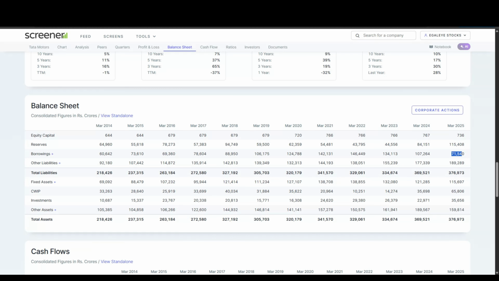Also, reserves and investments. Reserves are how much cash the company has in hand, so the more the reserves, the better. Similarly, the more the investments, the higher the interest or return on them. That is why I like to see these three things. Reserves should be more, borrowings if possible zero, or less and less as much as possible, and investments should be more and more.